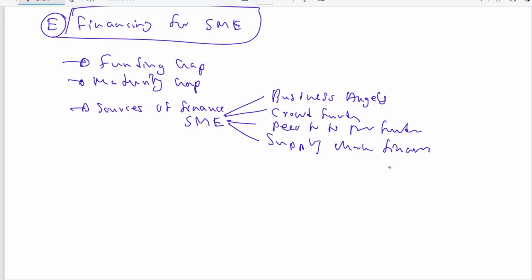And finally, you should know how government can help SMEs. So this is a quick or express summary of the section which is business finance.